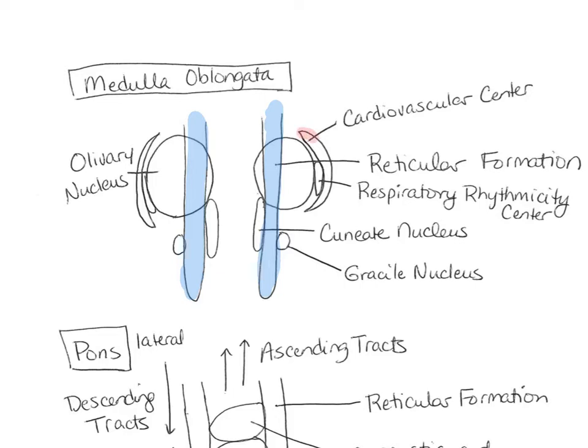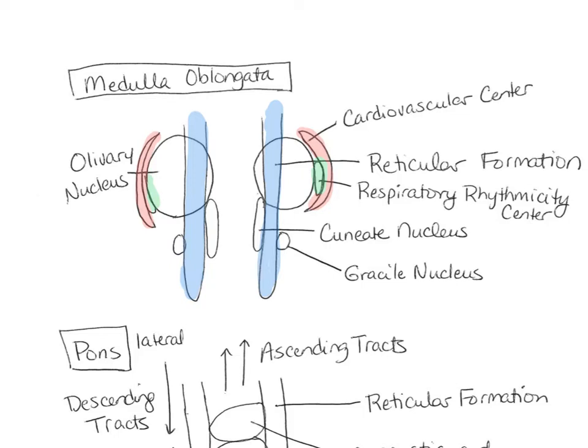We have the cardiovascular center. The cardiovascular center deals with the heart, and it will increase the heart rate and the contractility of the heart. It doesn't set the pace for the heart. What sets the pace for the heart? The SA node, right? Yeah, absolutely. So we have the cardiovascular center, and in addition to that, we have a respiratory center. So there are respiratory centers and cardiovascular centers here.